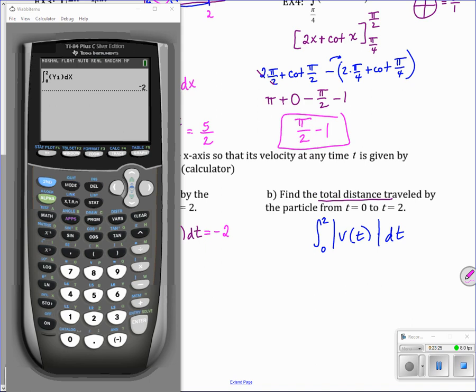Now, what does that negative mean? It means from the time he started at 0 and 2, he ended up being 2 to the left as to where he was originally. So that negative makes sense.